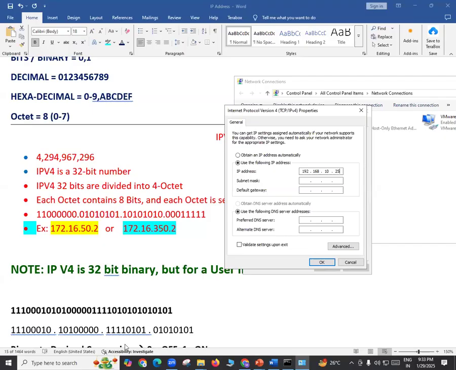But actually, in the background, once you say 192, you know what the machine will do? The machine will convert 192 into binary. The machine will convert 168 into binary. The machine will convert 10 and 25 into binary. So literally, at the end of the day, it is in binary. But for a user, it is in decimal form.